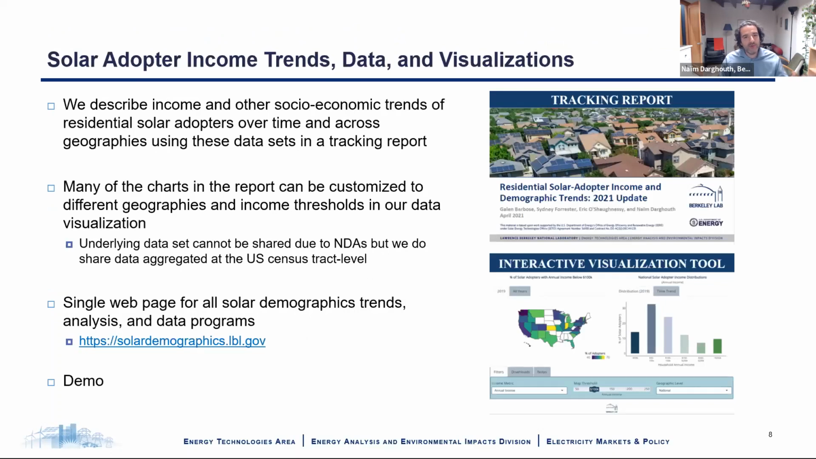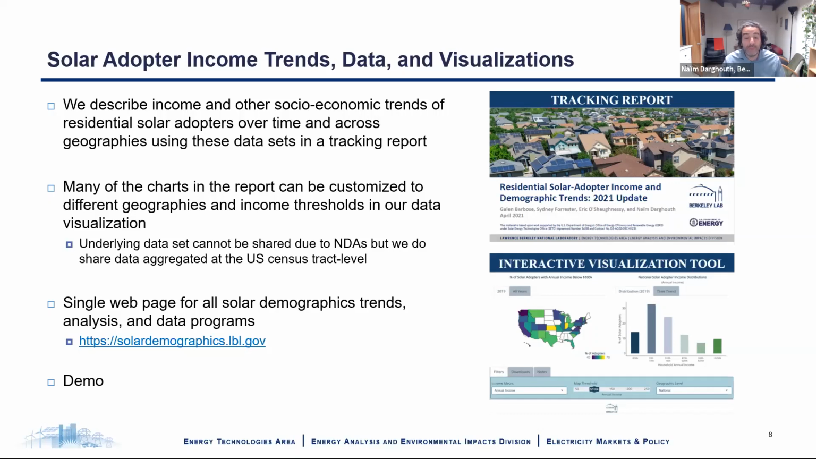So now we use those last data sets that I described in the previous slide in combination with Tracking the Sun to develop a solar adopter income trends, data, and visualizations product that we report each year and update each year. In this, we describe the trends for residential solar adopters over time in various geographies in this annual tracking report. We're still developing that report that goes through 2021, so installed systems through 2021, but we do hope to release it in the coming months.